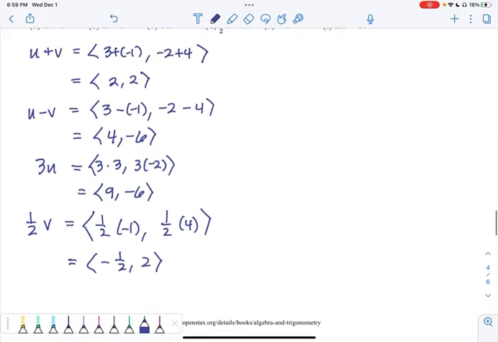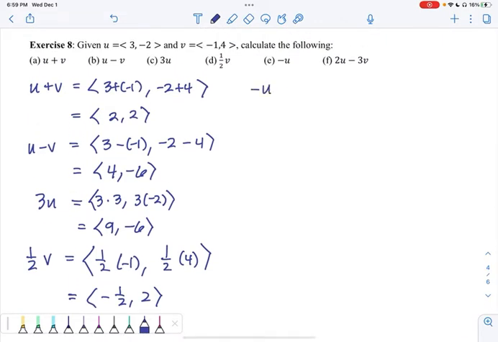For negative u, we know that's just -1 times u. So it's similar to just multiplying both components by -1. So u is 3 comma -2, so this is -1 times 3 and -1 times -2. Simplifying, we get -3 comma +2.